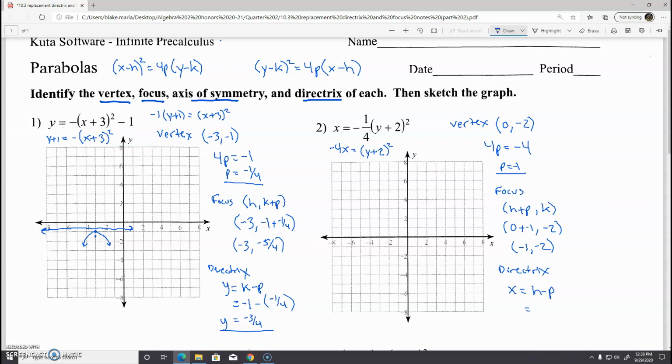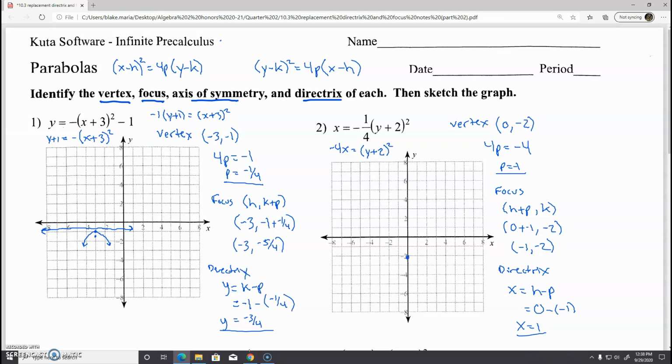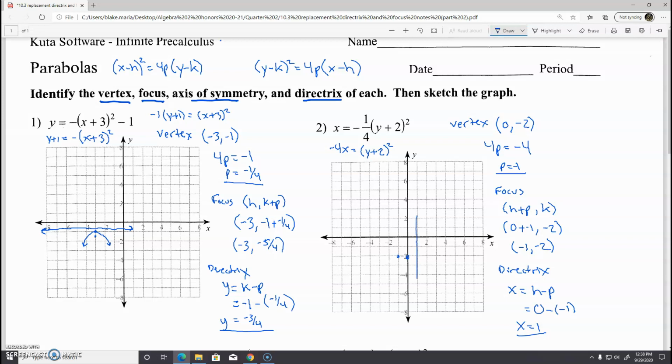So we have h is still 0, and p is still -1, but we want to say minus -1. So we have x equals 1. There's our directrix. I feel like we're good to graph. So we're going to graph it, 0, -2. There's my vertex. My focus is at -1, -2, and my directrix is at x equals 1.